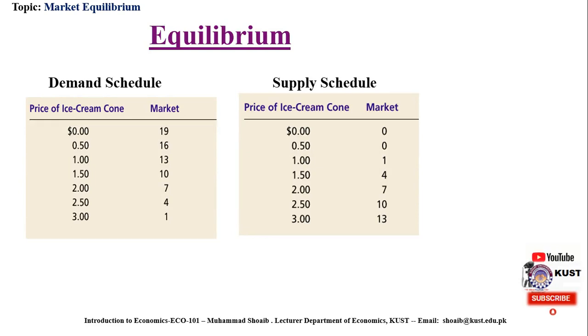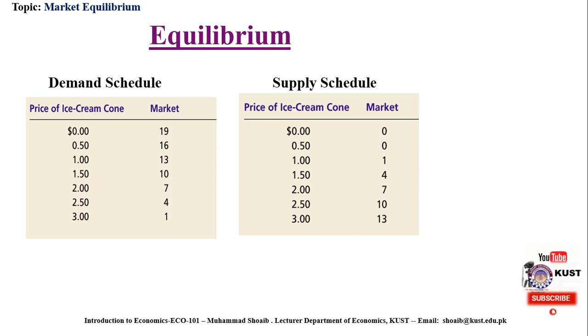Suppose we are in a market for ice cream cones. On the left hand side, the demand schedule for the ice cream cone is given to you, the price of the ice cream cone and the market for the ice cream cone. On the right hand side, the supply schedule for the ice cream cone is given to you.